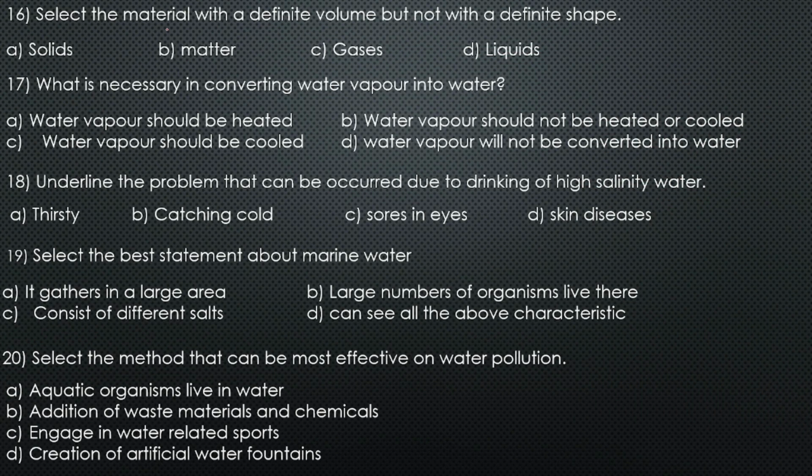16. Select the material with a definite volume but not with a definite shape. Solids. Actually, they have both definite volume and a definite shape. Matter, yes. Gases, it doesn't have a definite volume and also definite shape. Liquids, they have a definite volume but it has no definite shape. Therefore, the answer is liquids.